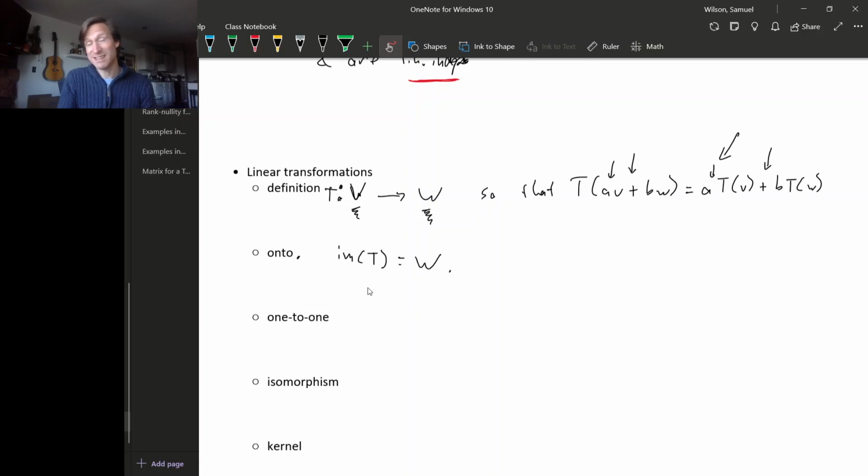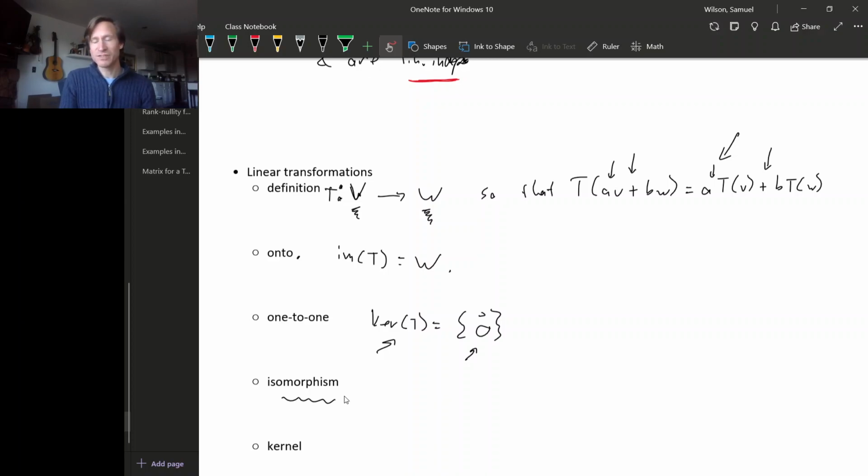This definition makes sense for general linear transformations between general vector spaces. And the same for one-to-one. One-to-one essentially is saying that the kernel of your transformation has to be just the 0 vector, but since every domain vector space has a 0 vector, this definition makes perfect sense for general linear transformations.